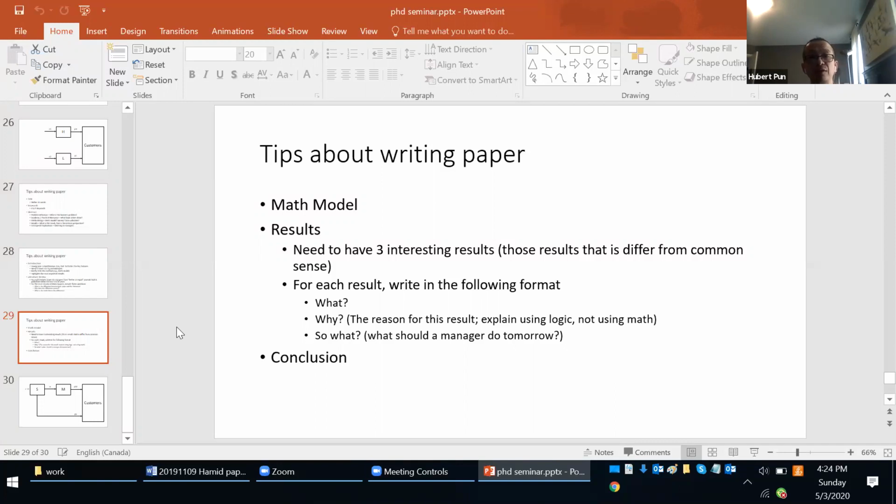And then in terms of the results, you need to have 3 interesting results. And those results should be different from common sense.